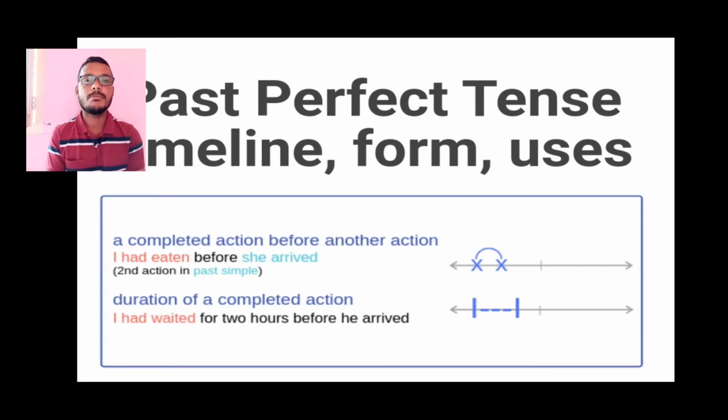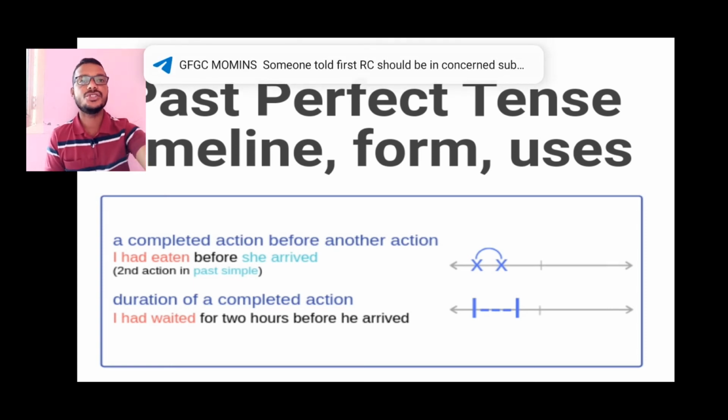Okay, here in this example, I had eaten before she arrived. Already I had eaten before she arrived. Before her arrival, she had already eaten the thing she was eating. Both the actions were in the past tense. The action has already finished. And the second instance where we use the past perfect tense is the duration of a completed action.